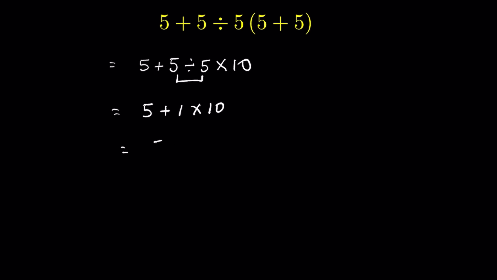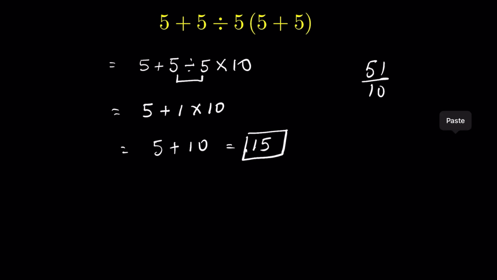Now 5 + 1 times 10 is 5 + 10, which is 15. So you are getting 15 as the answer. And in the other rule we were getting 51/10 as the answer. But which is the correct answer?